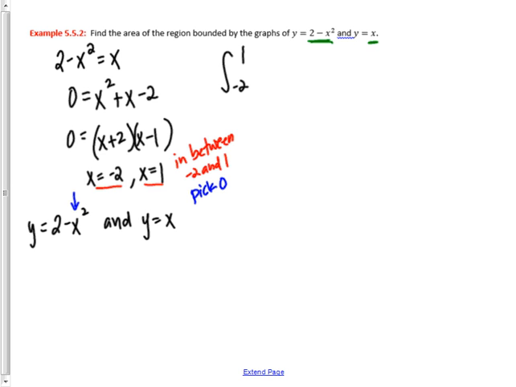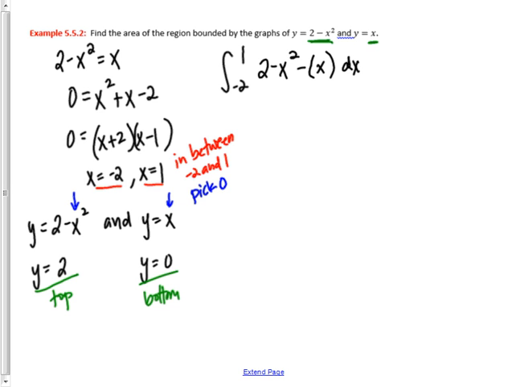So what I'm going to do is plug in 0 here, and I'm going to plug in 0 here. The highest value is the graph on top. The lowest value is the graph on bottom. So if I plug in a 0 there, I just get y equal 2, right? And if I plug it in here, I just get y equal 0. So the bigger one is your top graph, the smaller one is your bottom graph. So then I can see that it's top graph minus bottom graph. So integral from -2 to 1 of 2 minus x squared minus x dx.